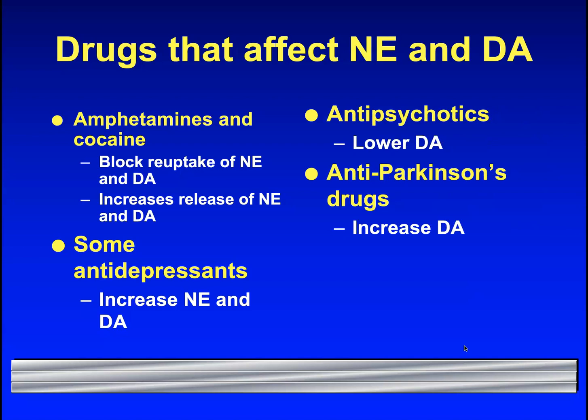Antipsychotics, drugs that treat schizophrenia, lower dopamine. One theory on schizophrenia is that in certain parts of the brain, dopamine is too high. So you want to treat it by lowering it. And Parkinson's disease is low dopamine, so you want to increase it. So all of these are drugs that affect norepinephrine and dopamine.